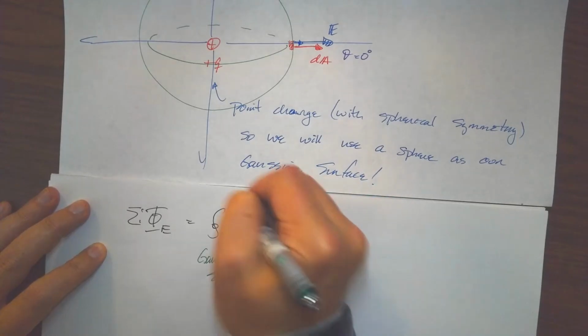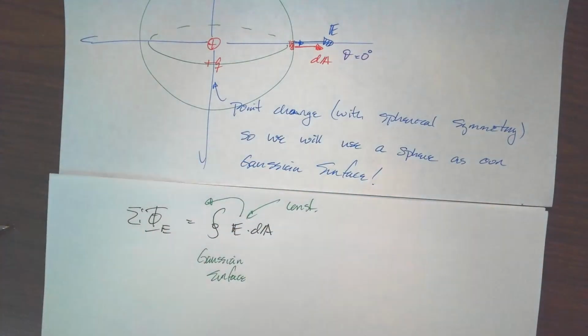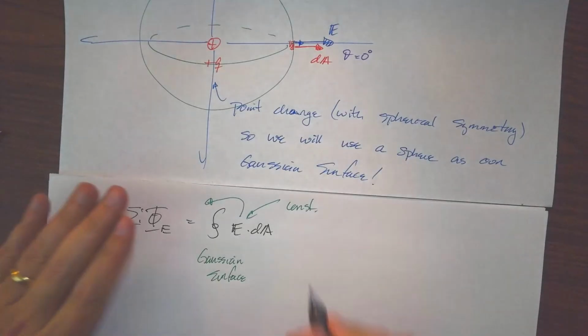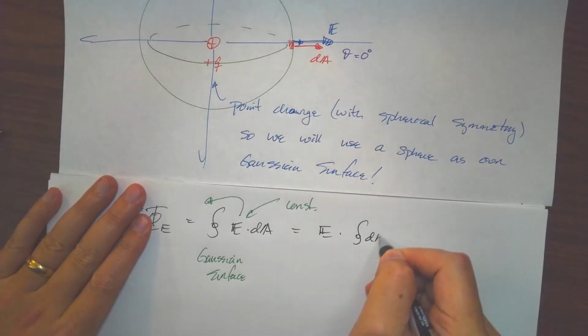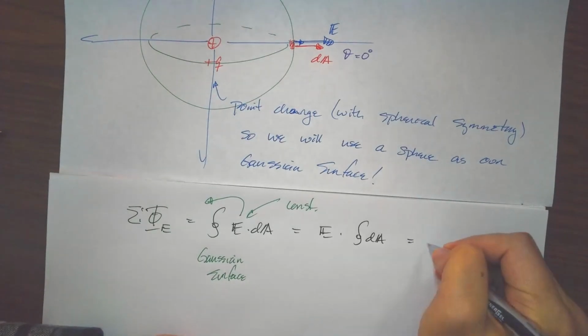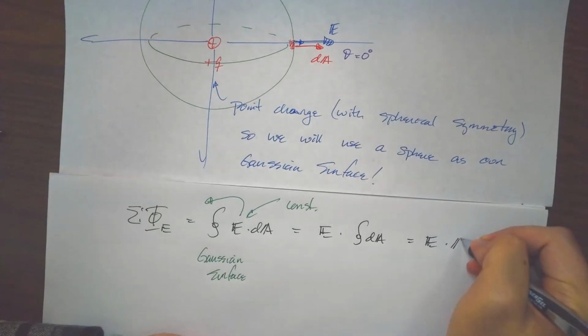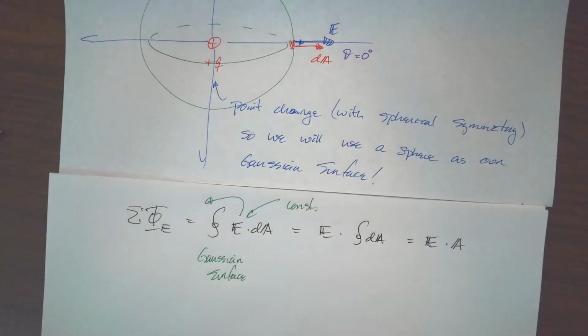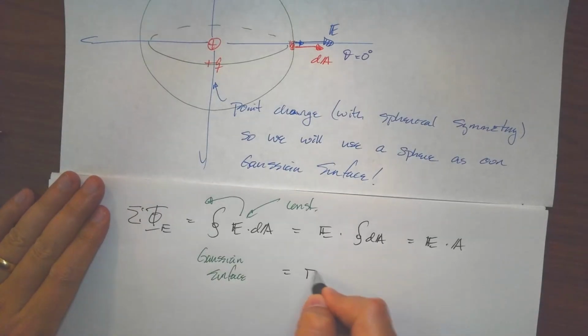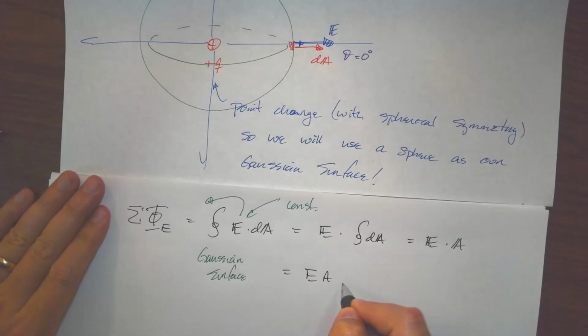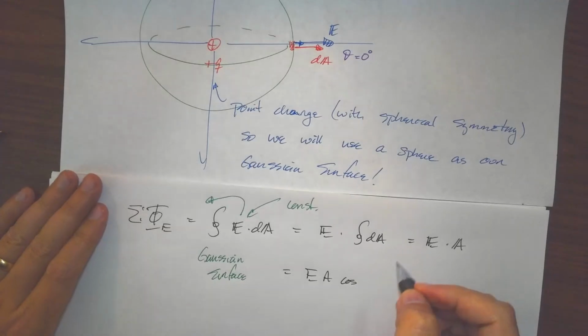And since it's constant, you can pull it out of the integral. Again, if it isn't, we're doing it wrong. This is the only way it's going to play out. And so we will always end up with E dot the integral of dA, which is going to be our E dot A. At this stage, we can write that this is going to be the magnitude of E times the magnitude of A times the cosine of the angle between them.